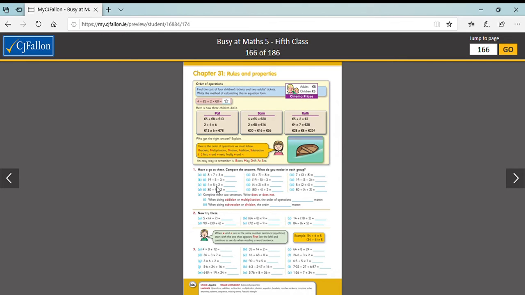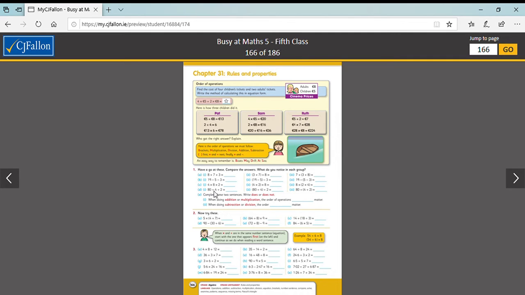4 times 8 times 2. Is that the same as 4 times 2 times 8? As 8 times 2 times 4? Well, I think you'll remember from 3rd class that it's all the same. The order does not matter one little bit.